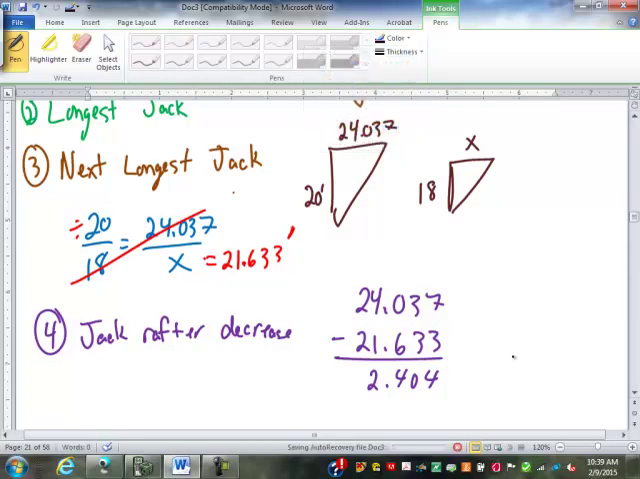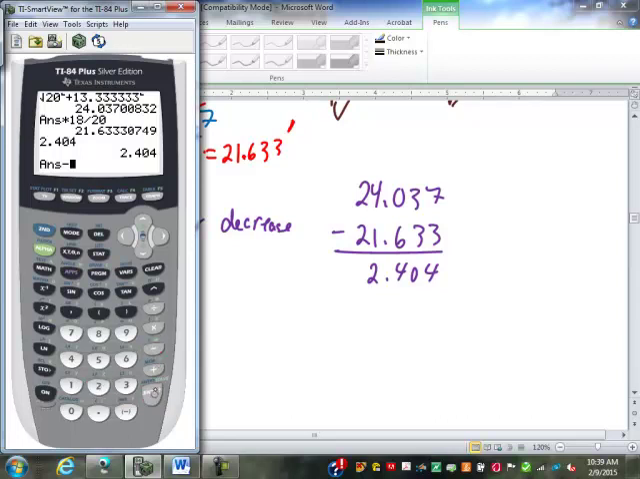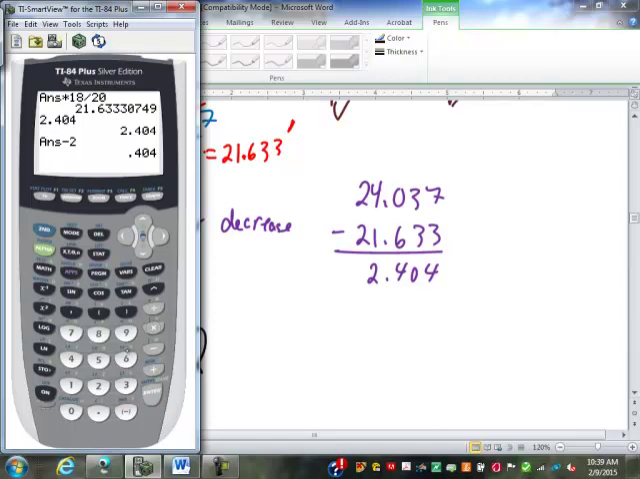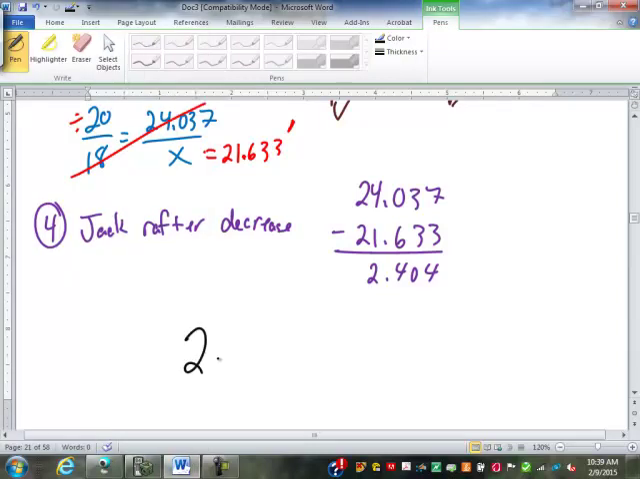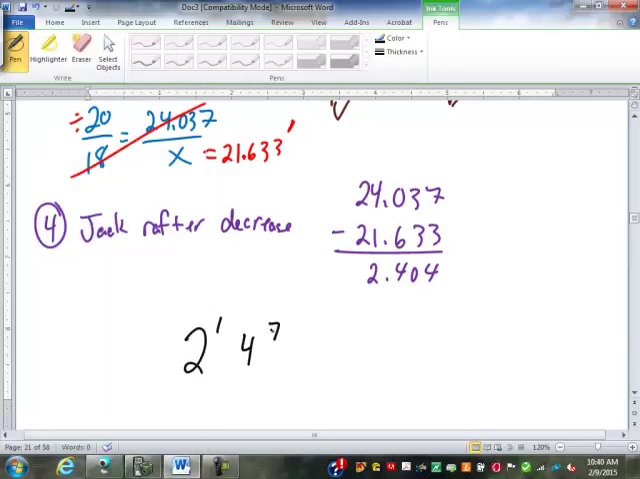Now we got to convert that into feet, inches, and sixteenths. 2.404. Of course, I probably could have just left off the 2. So that's 2 feet. What do we do with the 0.404? Times 12 to make it inches. So we got 4.848. So that is 4 inches. We're going to subtract the 4. What are we going to do with the 0.848? Times 16 to make sixteenths. Very good. 13.5 or 14 sixteenths, which is 7/8 of an inch. So 2 feet, 4 7/8. What do you think?